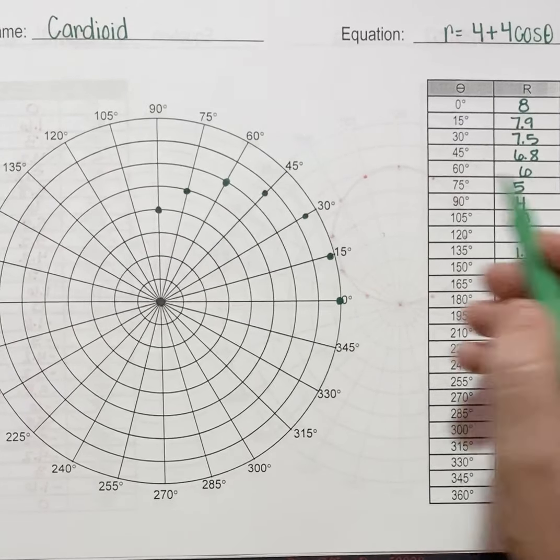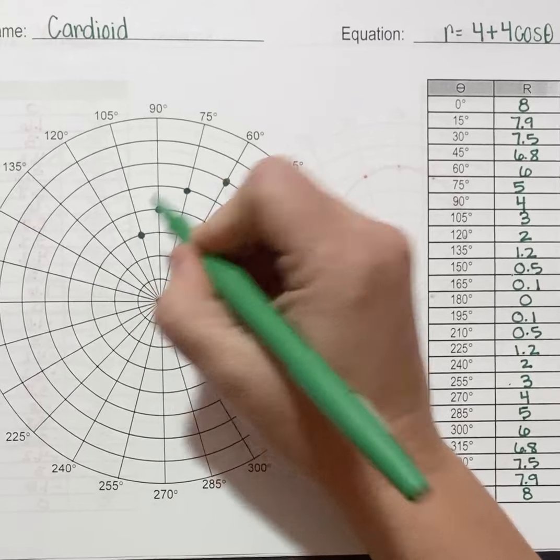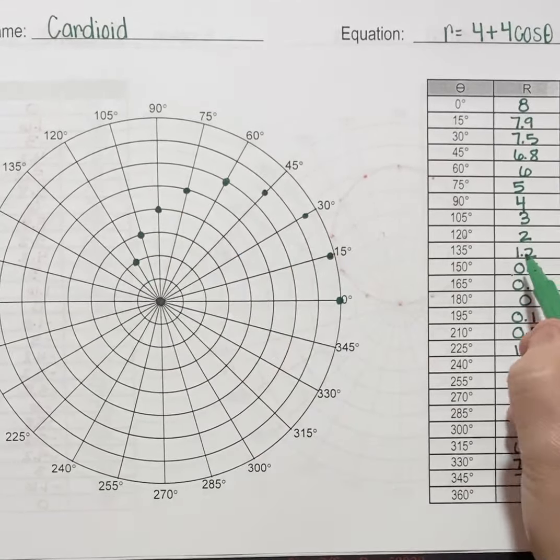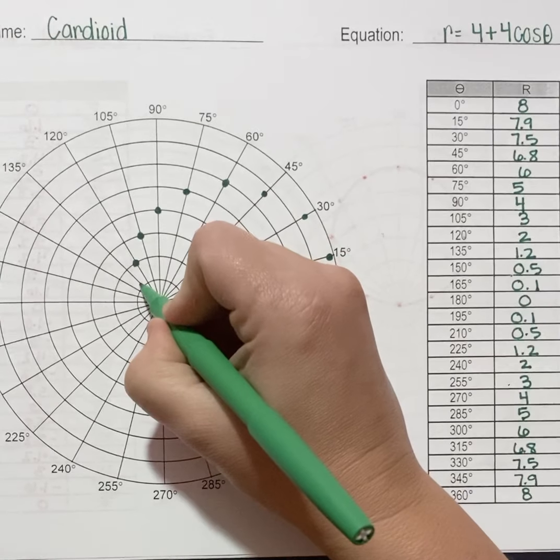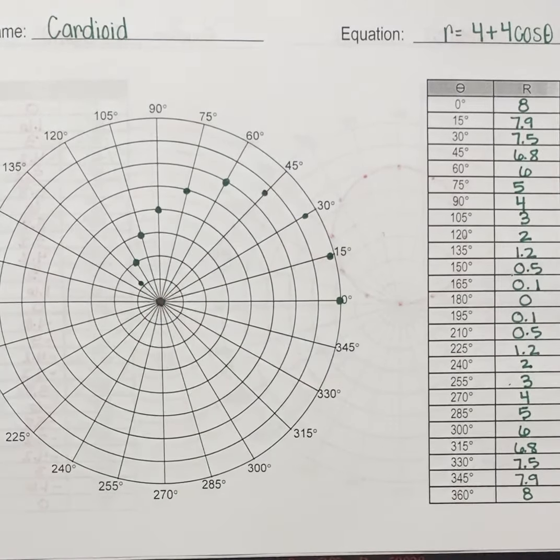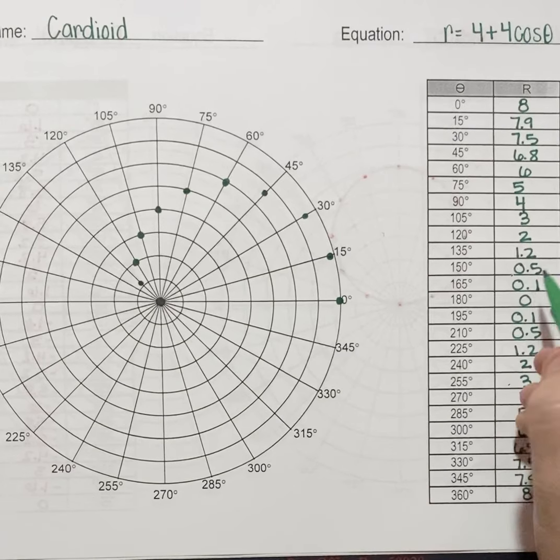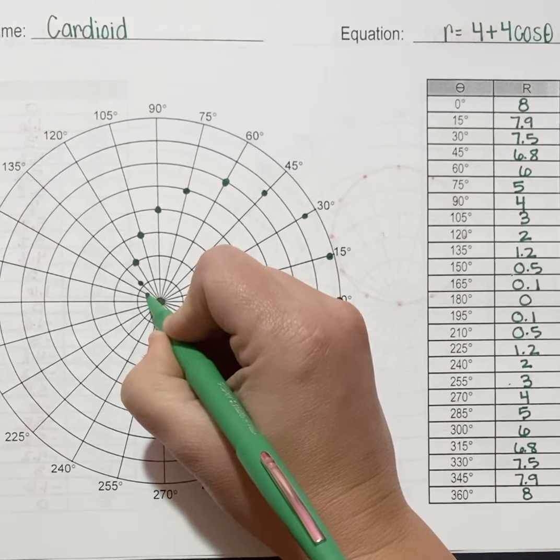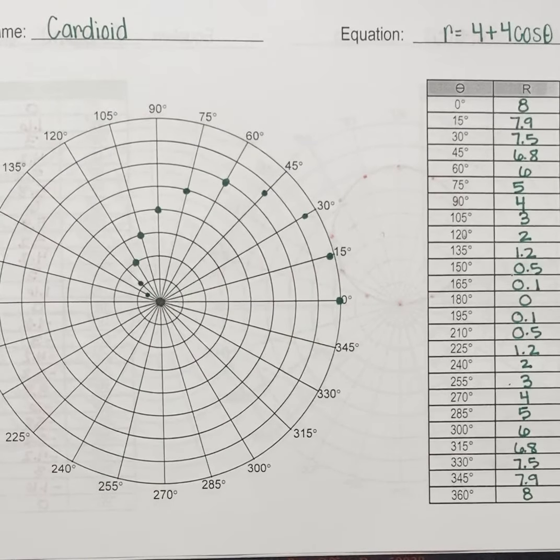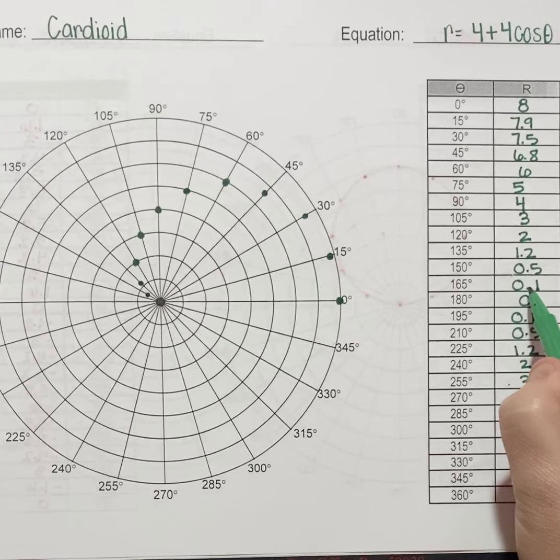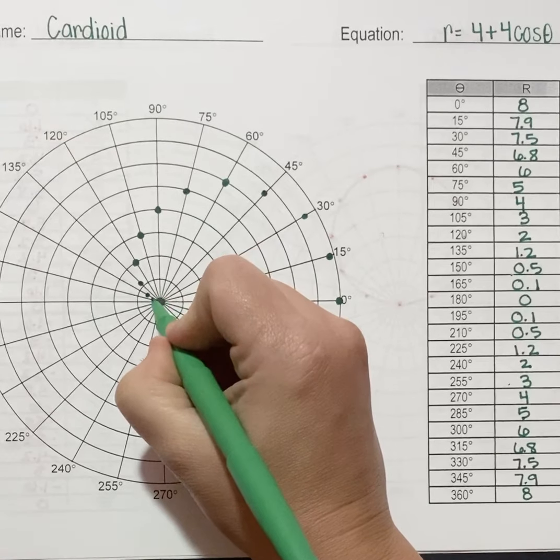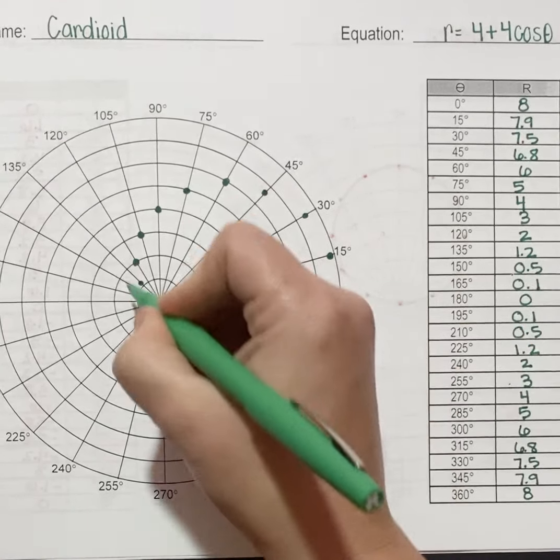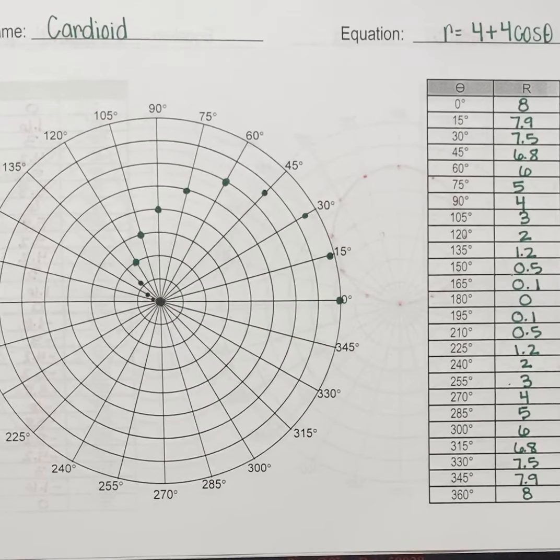At 105, we're going to 3. At 120, we're going to 2, so we're just going in as we go. At 135, we're at 1.2, so barely above 1. At 150, we're at 0.5, so be careful right here. Here's 150, so it's barely sitting right there at that point. At 165, we're at 0.1, so that's really squeezing in right here. And then at 180, we're back to 0. So you kind of see how it made that first shape right there.